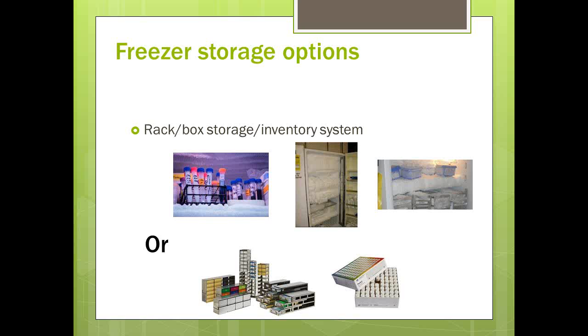What I would argue is you need to get a very good inventory system, and all the vendors sell these. You can buy racks and boxes that go in the rack, and within the box you have these grids, and every single aliquot is in a grid, and a good inventory system will know exactly where every single aliquot is in your freezer. And I'll show you how we do that.